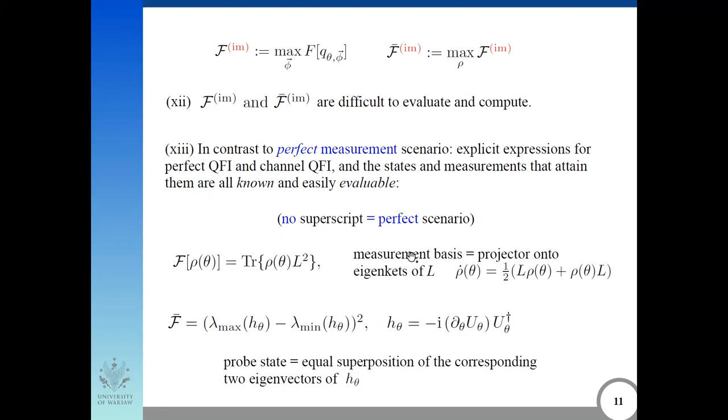So in particular, you know very well, for example, given any state, the optimal measurement can be chosen to be the projections onto the eigenvectors of the so-called SLD. And moreover, the optimal states you can choose to be the equal superposition of the largest and smallest eigenvectors of the generator. So these are all well known in the case of perfect measurements. But here, because of the constraints, we don't have this.